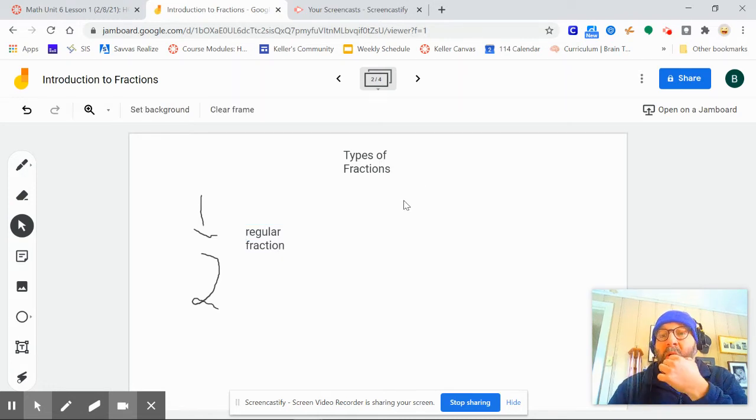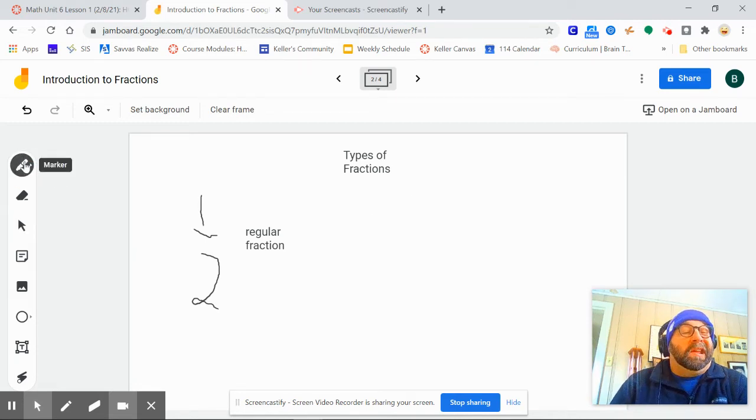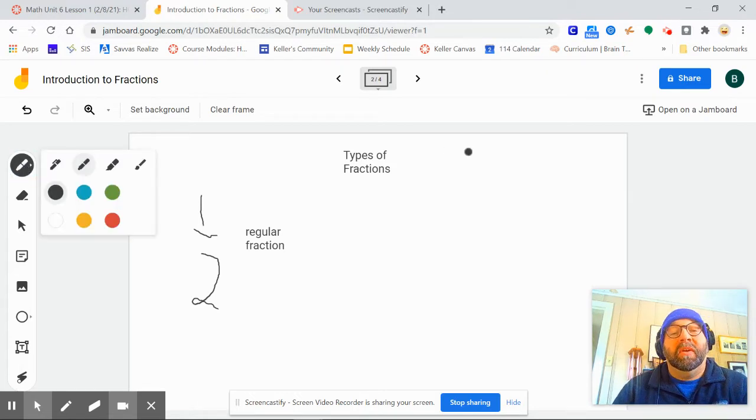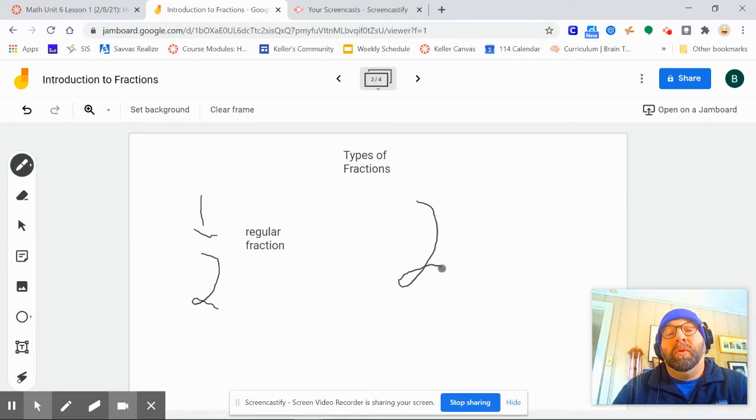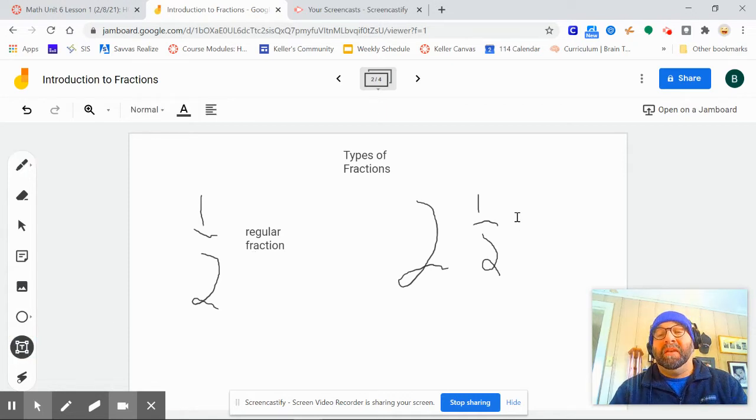So if we order, say, 3 pizzas, and we eat just half a pizza, what we have left is 2 and a half pizzas, right? This type of fraction is called a mixed number, and it's a mixed number because it has a whole number and a fraction put together.